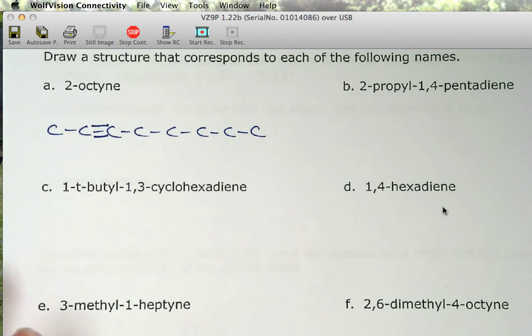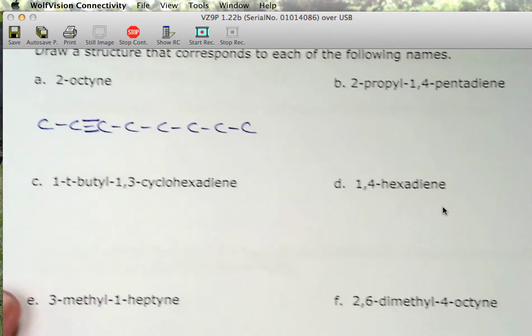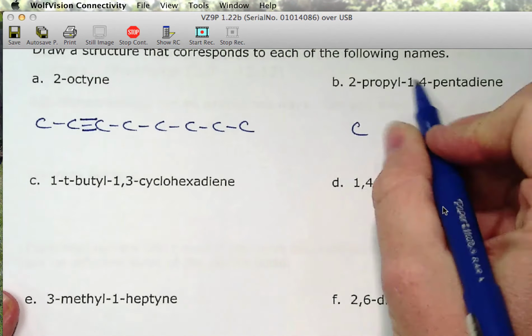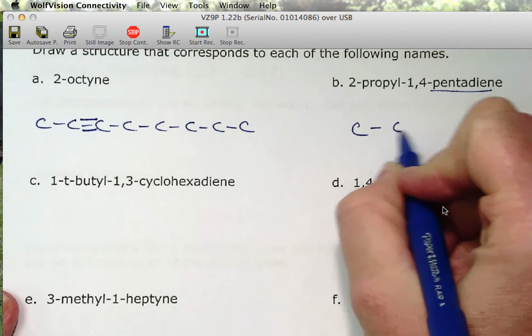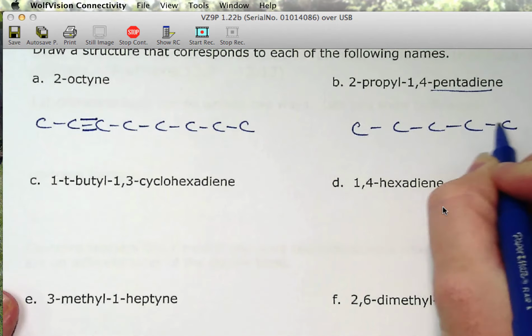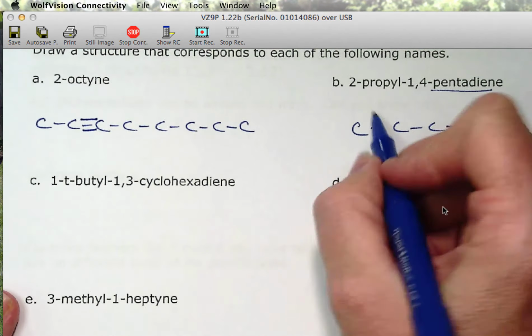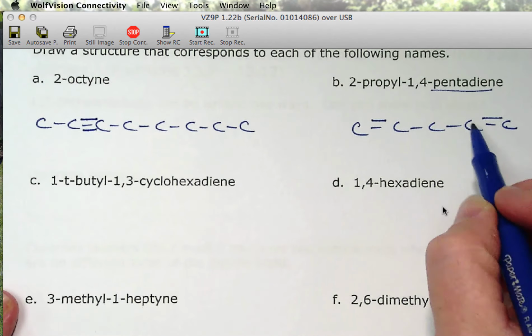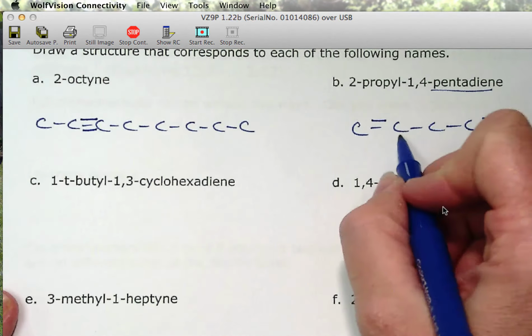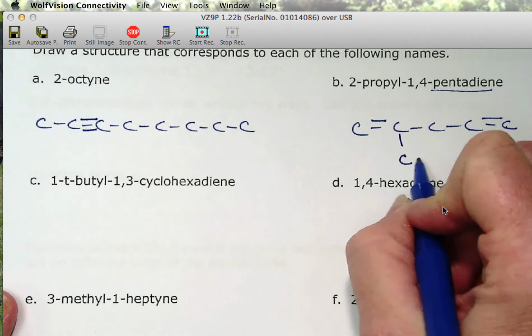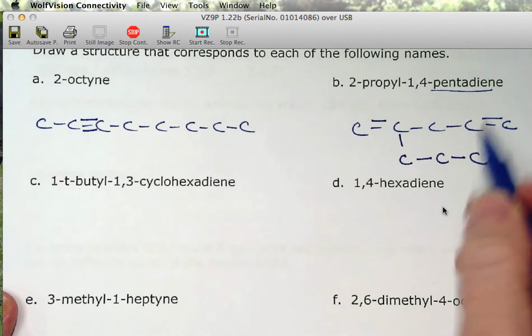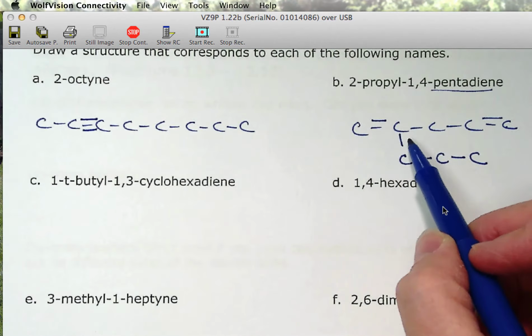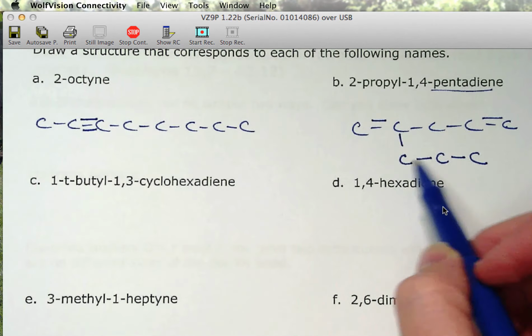2-propyl-1,4-pentadiene. Start off with the parent, so that's 5: 1, 2, 3, 4, 5. Double bonds between the first and the second carbon, and then the fourth and the fifth. And then off the second carbon, you have 3 carbons in a row. The point of attachment's off the first carbon, so that's propyl.